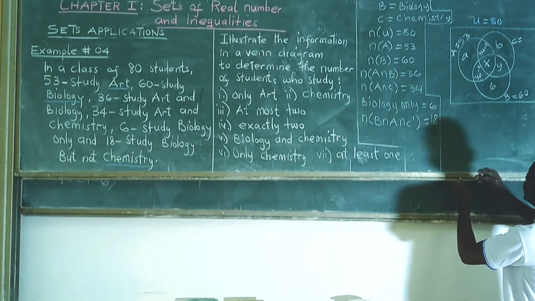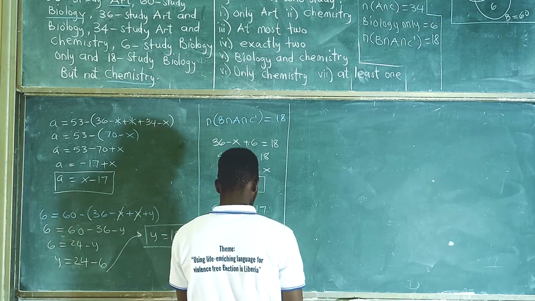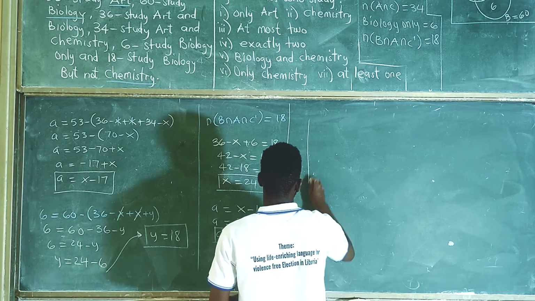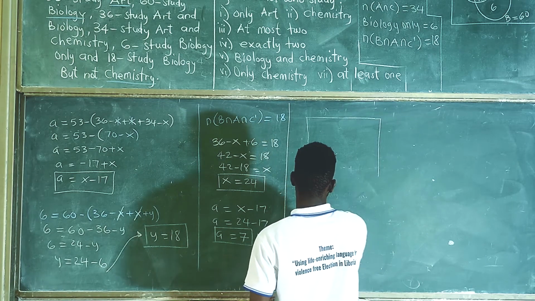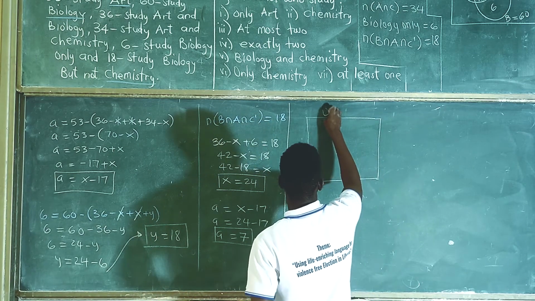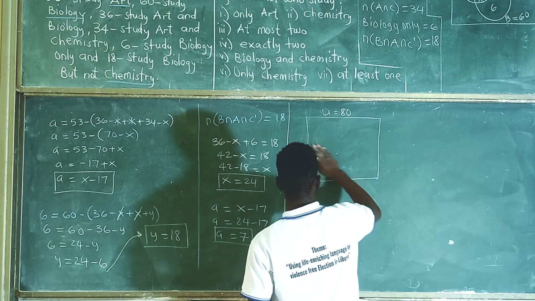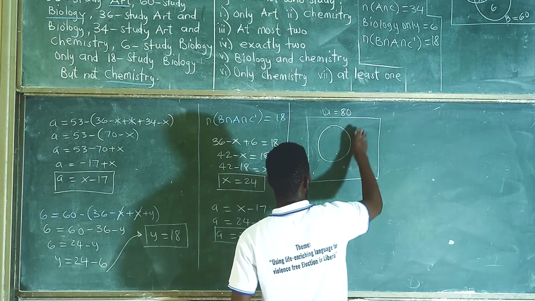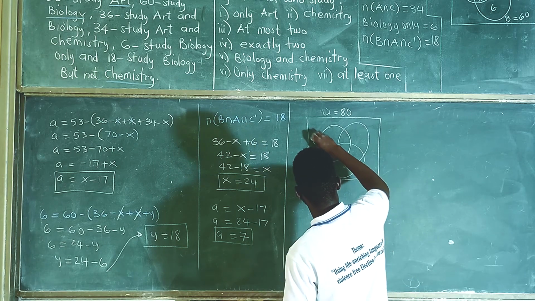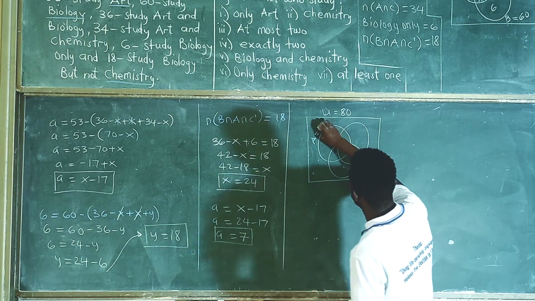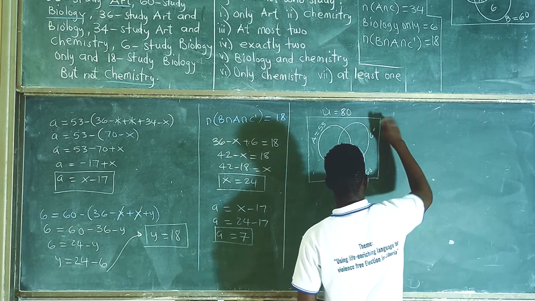So we can redraw or resketch the Venn diagram so that we have adequate information about what we are doing. If we are resketching the Venn diagram, we have something like this. The universal set is 18. We have set A, set B, and set C. A represents art, and that is 53. B represents biology, and that is 60. And C represents chemistry.